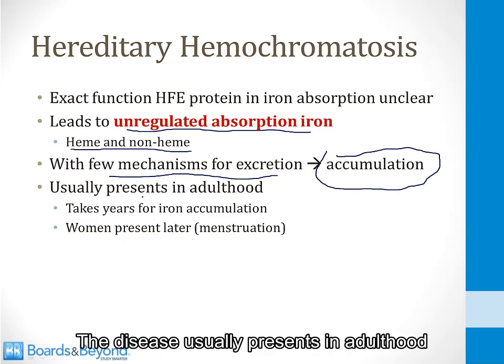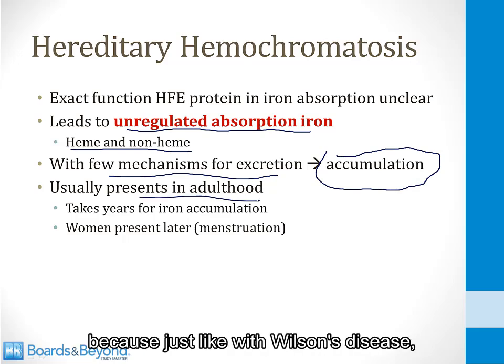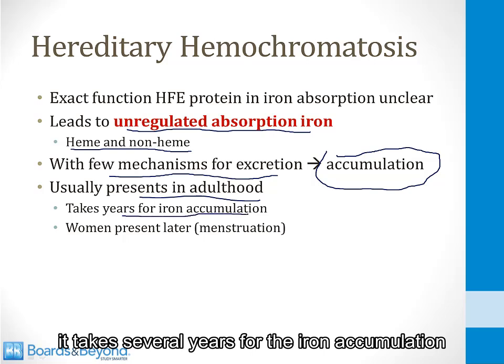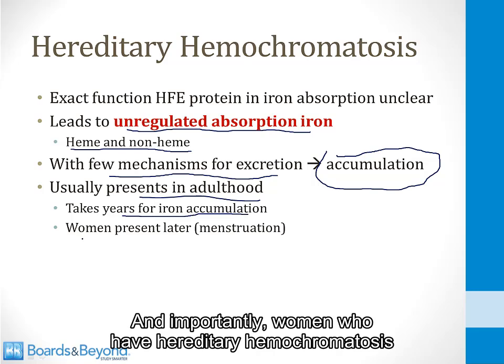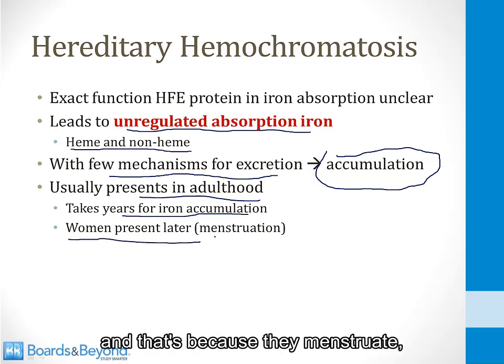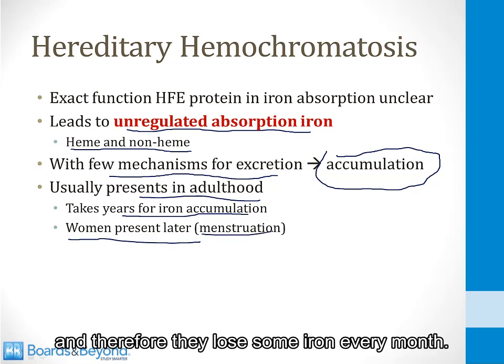The disease usually presents in adulthood because just like with Wilson's disease, it takes several years for the iron accumulation to develop into symptoms. And importantly, women who have hereditary hemochromatosis present later than men, and that's because they menstruate and therefore they lose some iron every month.